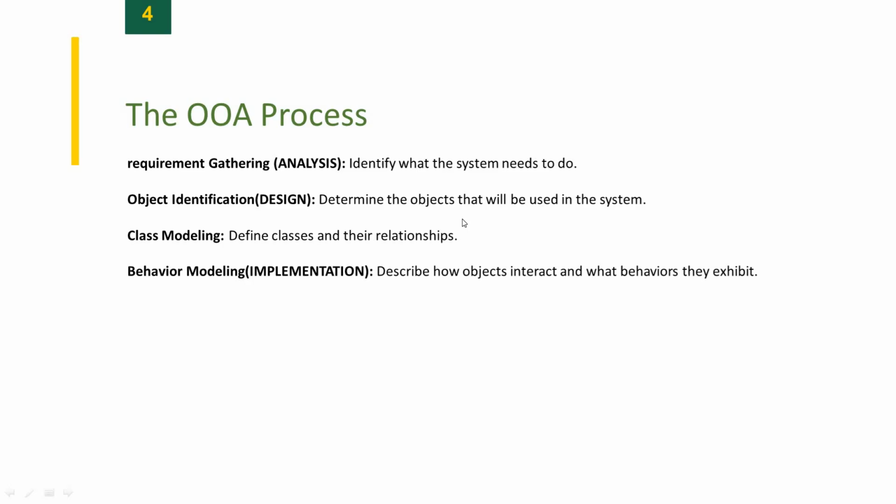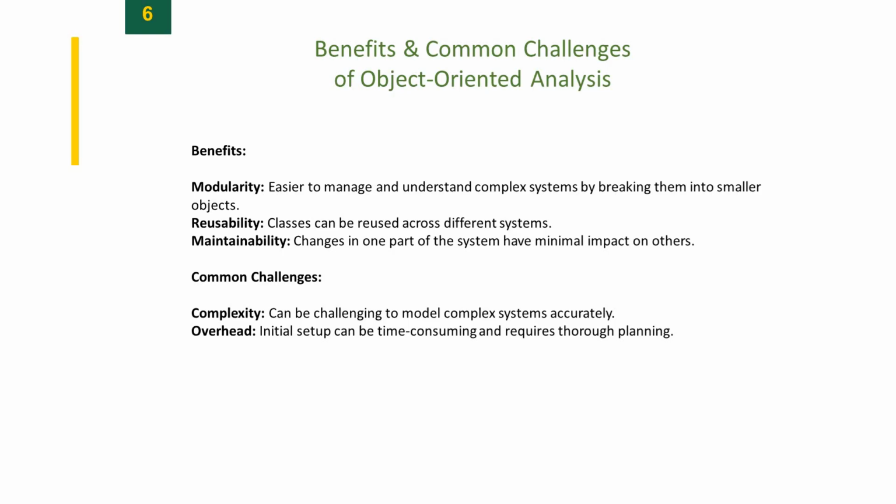Object identification determines the objects that will be used in the system. Class modeling defines classes and their relationships. Behavior modeling describes how objects interact and what behaviors they exhibit. Next, we will see the benefits and common challenges of object-oriented analysis.